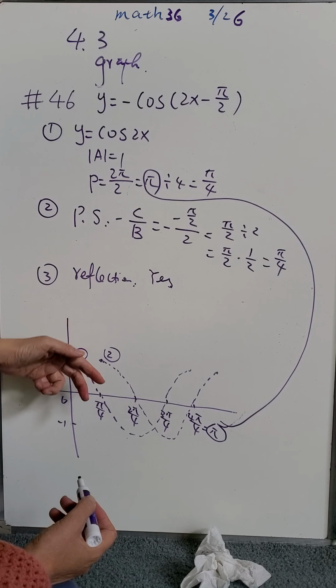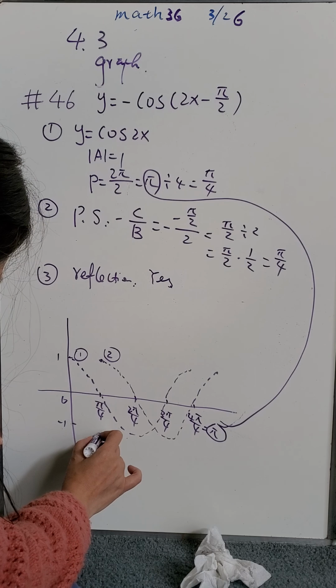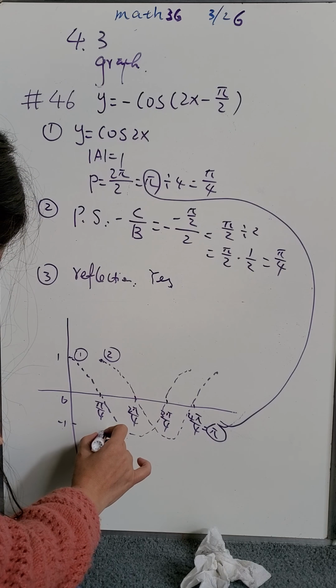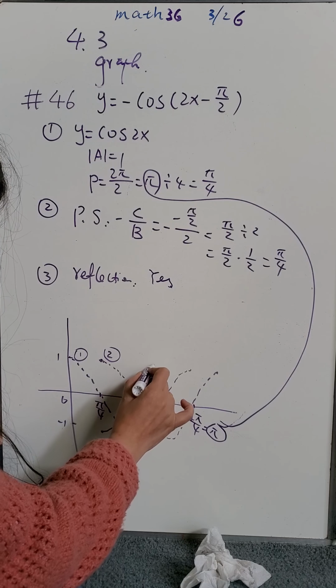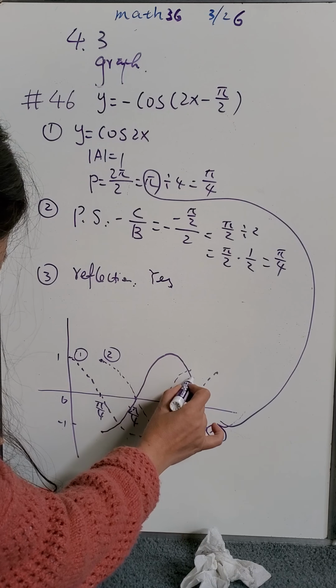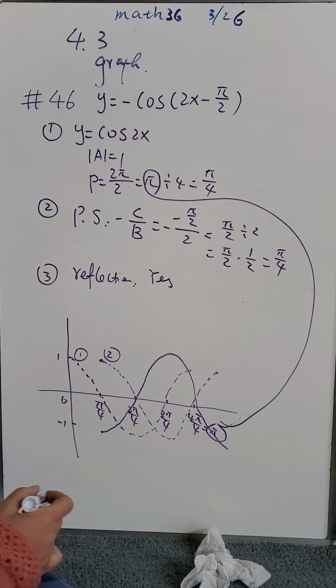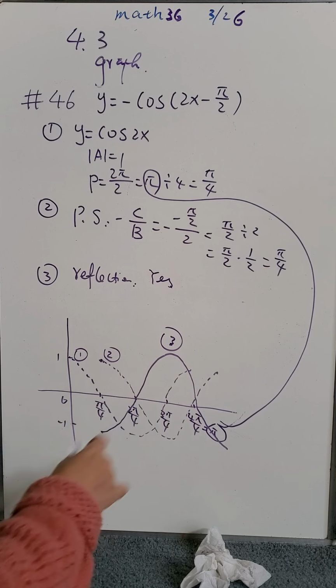Then you do a reflection. Okay, you take the number 2, reflect it to get number 3. So everything, you just reflect the whole graph. Okay, so that's the graph. So there's number 3, the solid one.